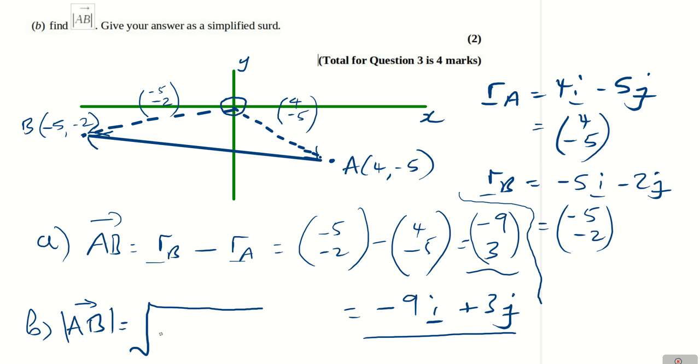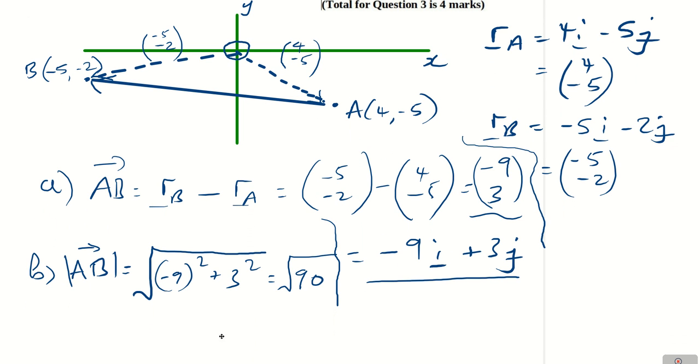So really all we have to do is minus 9 squared plus 3 squared, and that will come to 81 plus 9, which is 90. So we want root 90, and we can simplify that. Root 90 is the same as root of 9 times 10, so it's the same as 3 root 10.